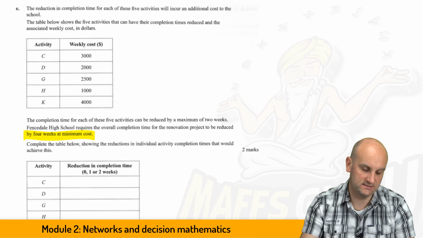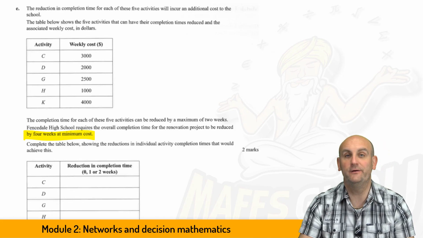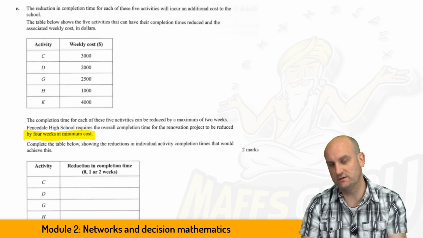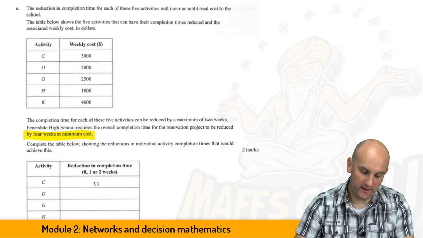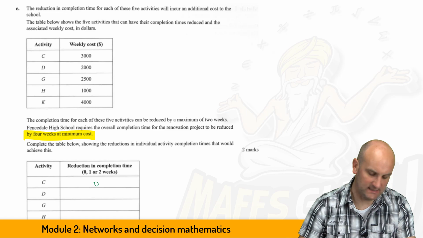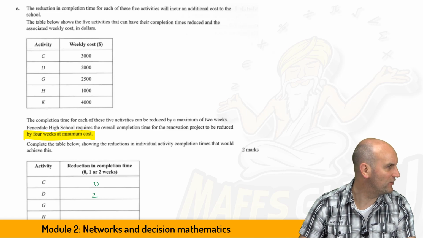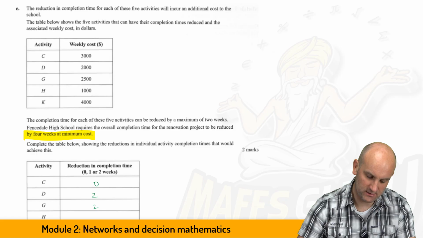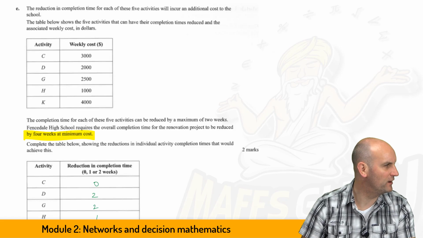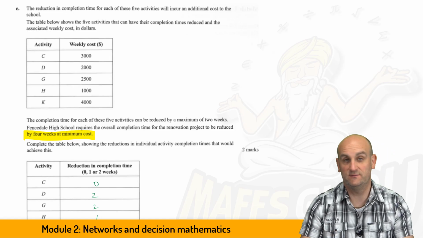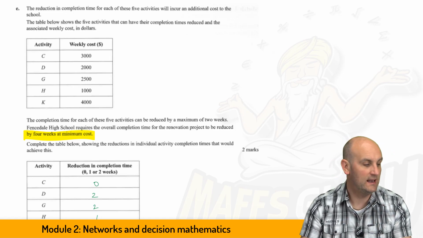So we can't just transfer the answers over from part D, but what I can do, and again, I'll do a separate video for this whole question. I know many of you out there just want the solutions to this, and this is what I believe the solution is. What is being suggested is that C is reduced by no weeks. D is reduced by 2 weeks. G is reduced by 2 weeks. H is reduced by 1 week. And K would be reduced by no weeks for this to be the most cost effective. And as I say, I'll do that in another video later on.